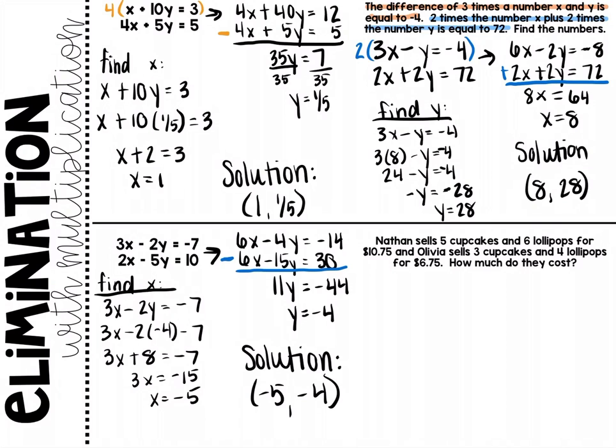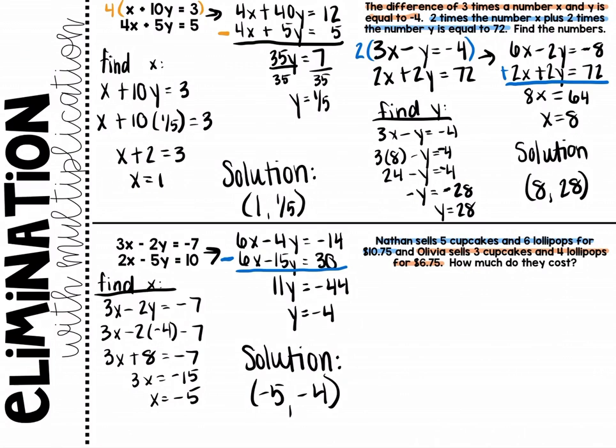So now let's look at the last word problem. Again, you don't have to stress about this. We're going to go over it in more detail next lesson. So Nathan sells 5 cupcakes and 6 lollipops for $10.75. And Olivia sells 3 cupcakes and 4 lollipops for $6.75. How much do they cost? So they're asking you, okay, how much does a cupcake cost and how much does a lollipop cost?